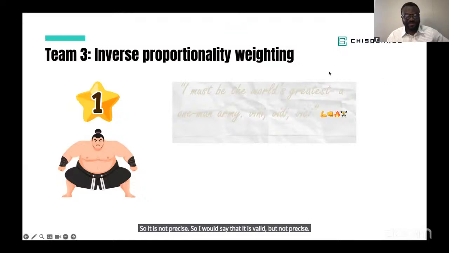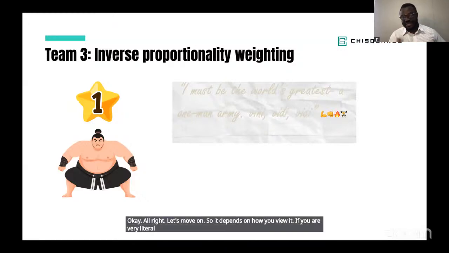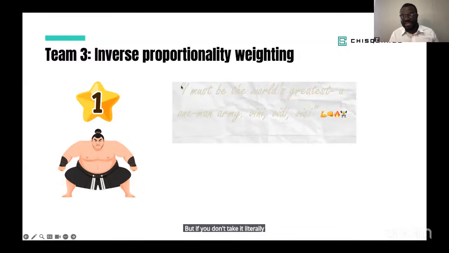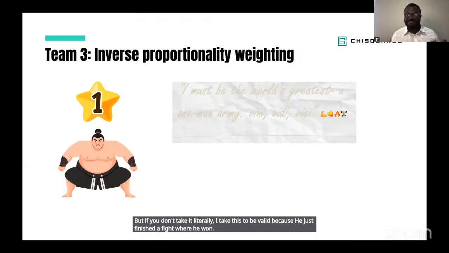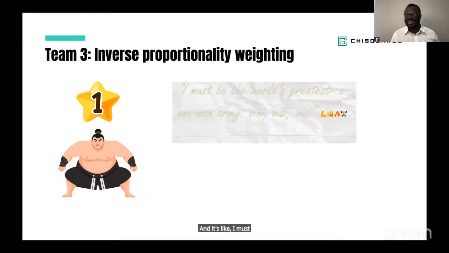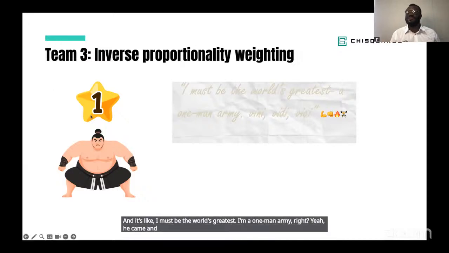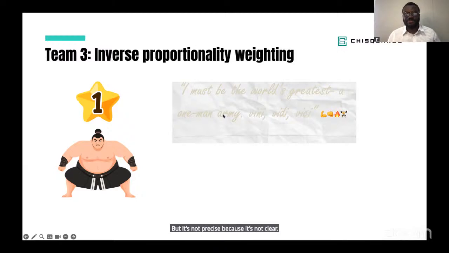Okay. All right, let's move on. So it depends on how you view it. If you're very literal, you might say, oh, well, how can he claim he's the greatest in the world? Well, but if you don't take it literally, I take this to be valid because he just finished the fight where he won. And he's like, I must be the world's greatest. I'm a one-man army, right? Yeah, he came and he conquered. So if you're not taking it literally, you can say, yeah, it's valid, but it's not precise because it's not clear. And, so that's what we understand in this.